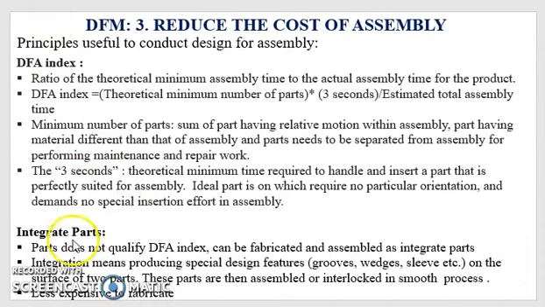The next principle is to use integrated parts. If a part does not qualify under the DFA index criteria, then it is a candidate for physical integration with one or more other parts. Integration means producing special design features such as grooves, wedges, or sleeves on the surfaces of two parts. These features make the assembly or interlocking process smooth. Integrated parts are often less expensive to fabricate.